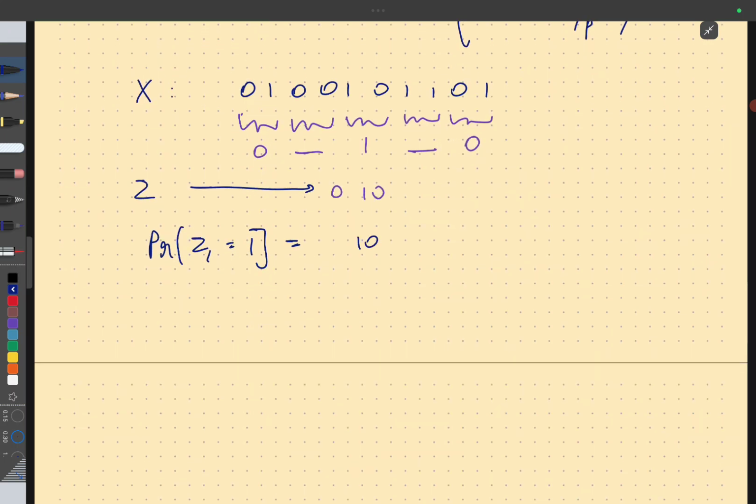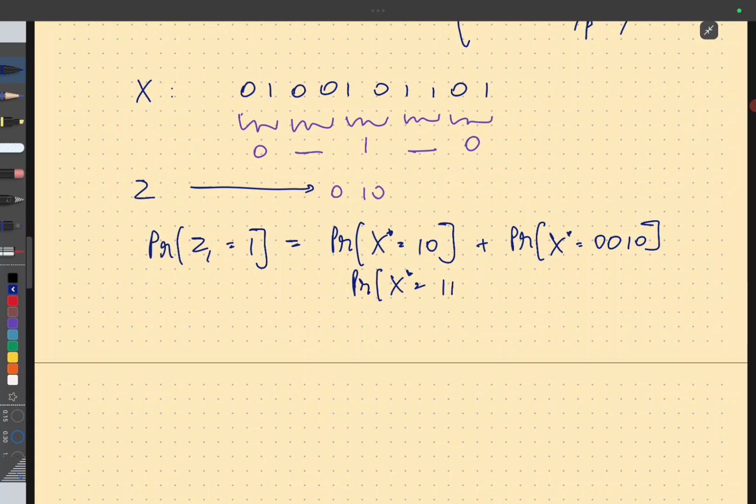Okay. So first, I could potentially get 1 0, right? So this is the probability that the x string is 1 0, plus the probability that the x string is, say, 0 0 1 0, or the x string is 1 1 1 0, or the x string is say 0 0 0 0 1 0 and so on.